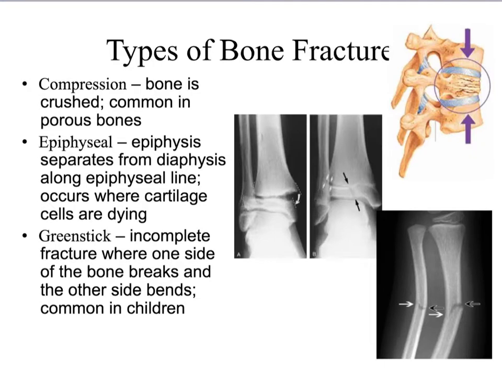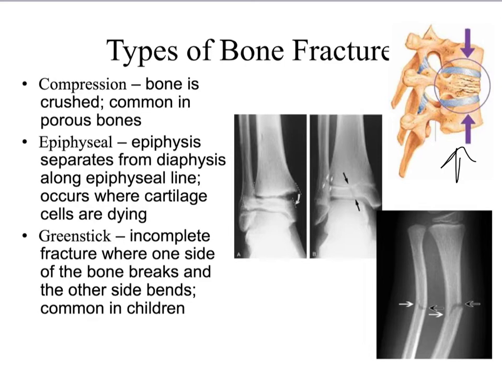A compression fracture is where the bone is crushed. This is common in porous bones. You see this a lot with spinal injuries, if someone were to fall and their vertebra is actually crushed and crumpled right there.